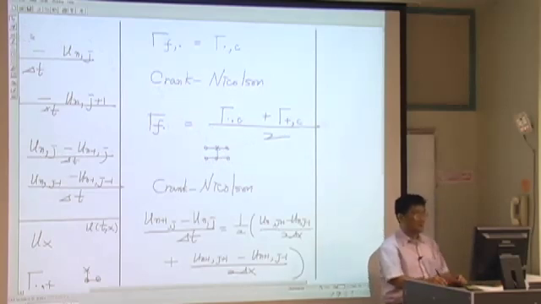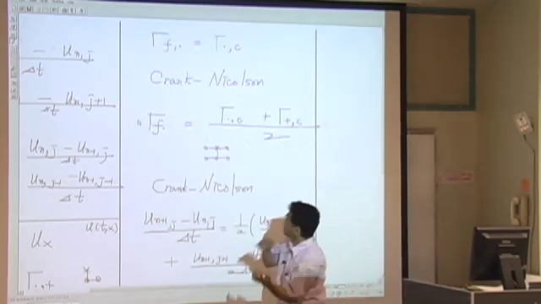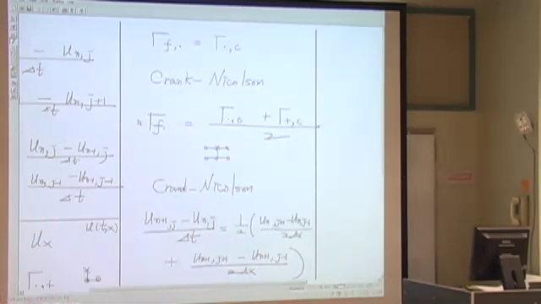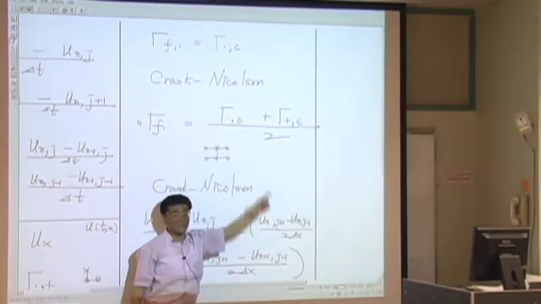I wrote down the differential equation. I converted the differential equation into finite difference equations using notation, operators, and I showed you the stencil. In other words, to calculate this value, we need to know these values, right?